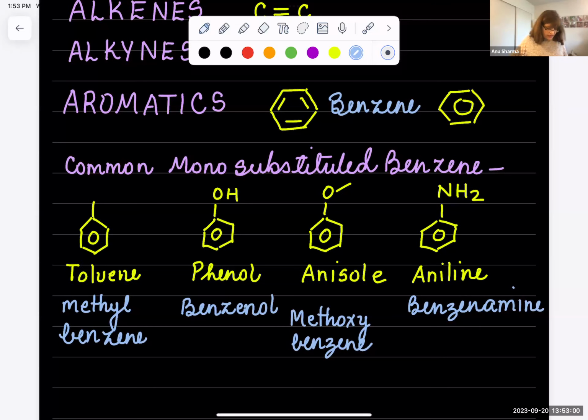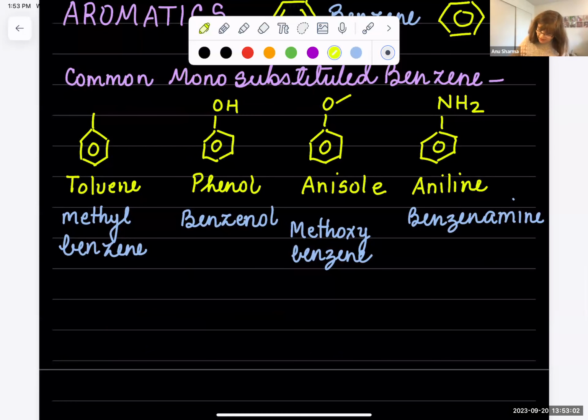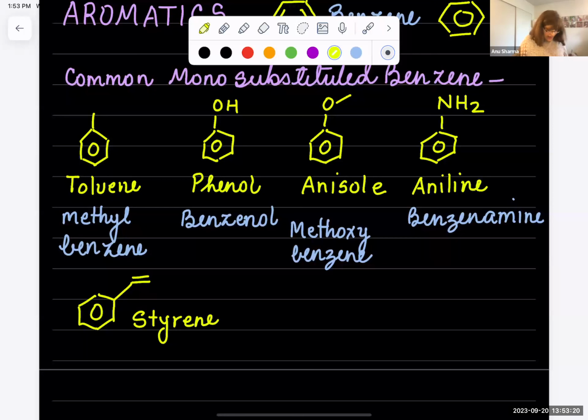Okay, then there are other ones. Right here is styrene, with a double bond right here, like that. So this is styrene, S-T-Y-R-E-N-E, and the actual name is ethenyl benzene. Sorry, it is not ethinyl, it is E-T-H-E-N-Y-L, ethenyl benzene.